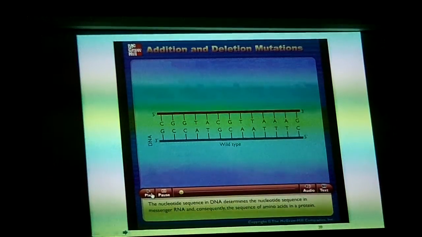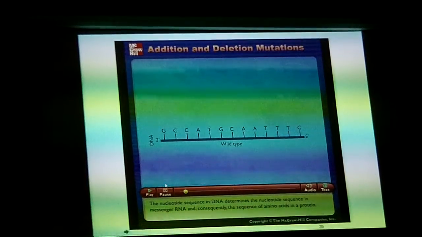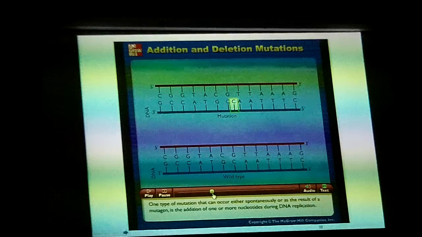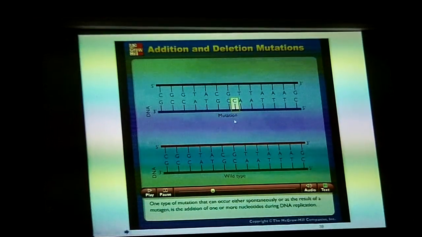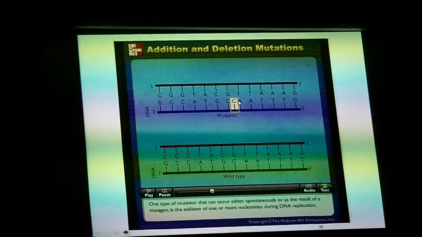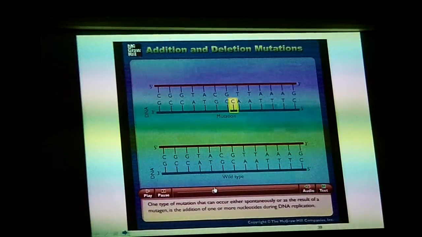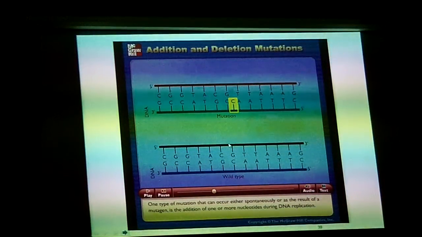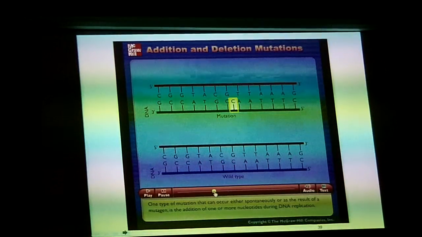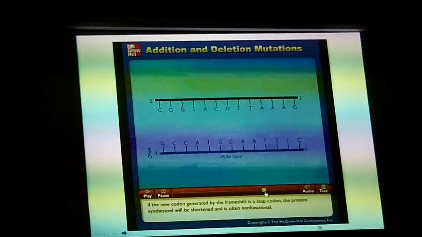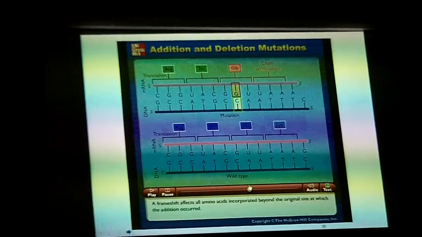The nucleotide sequence in DNA determines the nucleotide sequence in messenger RNA. Let me just run this through here. There's a mutation. Look, they've added an extra C in place. What kind of mutation is that? What do y'all think? What's it called when we add an extra? Frameshift. That's a frameshift mutation. It screws everything up after it.